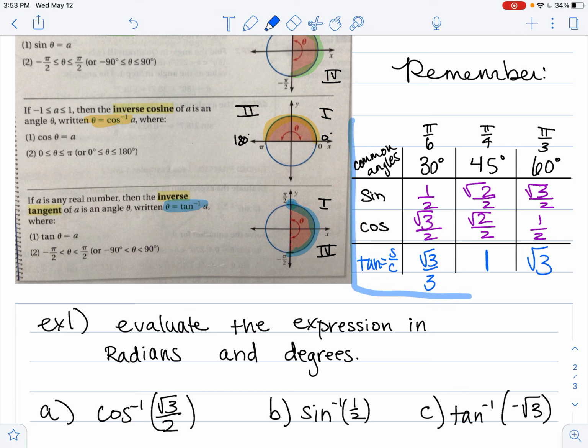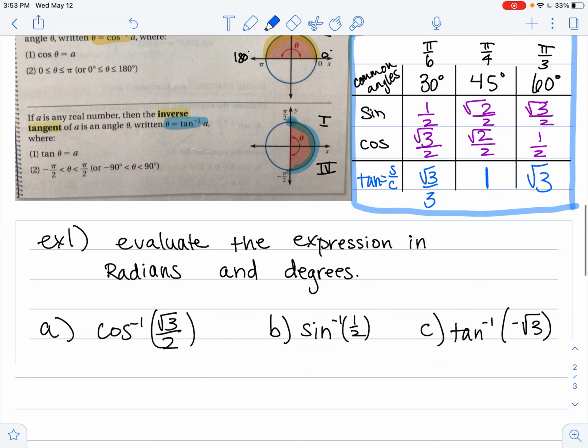You want to be able to reproduce this anytime you're going to find values of theta using sine, cosine, or tangent, and inverse values. We use this all the time. You need to be able to reproduce that quickly and easily. Okay, so we're going to use this box to help us find our evaluation of radians and degrees. So we're going to evaluate the expression in radians and degrees.